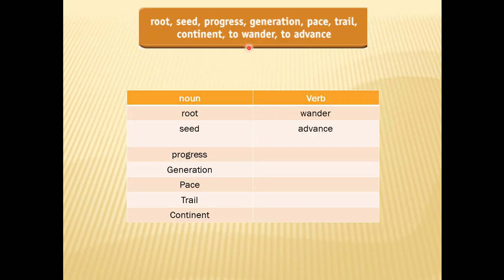Look here at these words, also to classify these words into nouns and verbs. Root is a noun, seed, progress, generation, pace, trail, continent. All of these are nouns. And here we have two verbs, wander and advance. Wander and advance are verbs.